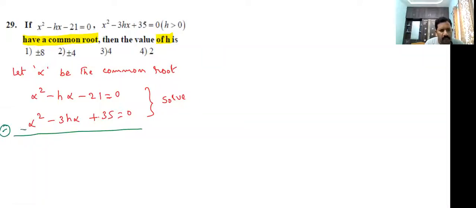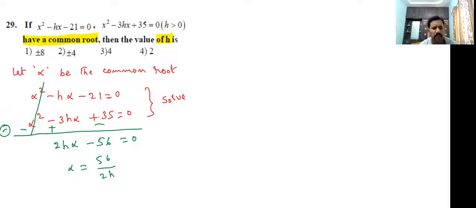Now this is minus, plus, minus. In this case, these two cancel. Minus h alpha plus 3h alpha, that is 2h alpha, minus 21 minus 35, minus 56, is equal to 0. Next, what is alpha here? 2h alpha is 56, so alpha is equal to 56 by 2h.